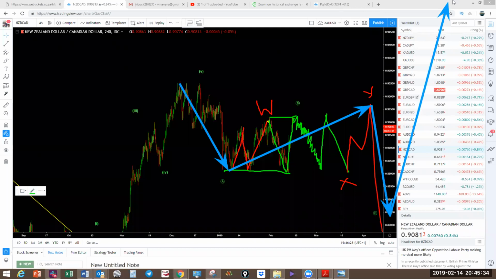So Chuck has got a question. The red wave, could it be an expanding flat? You mean the one I have currently on the screen on W? That can be an expanding flat, yes.